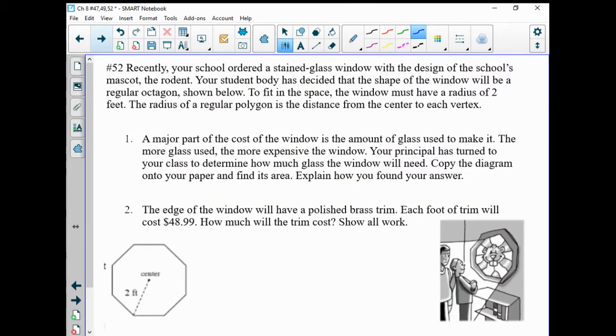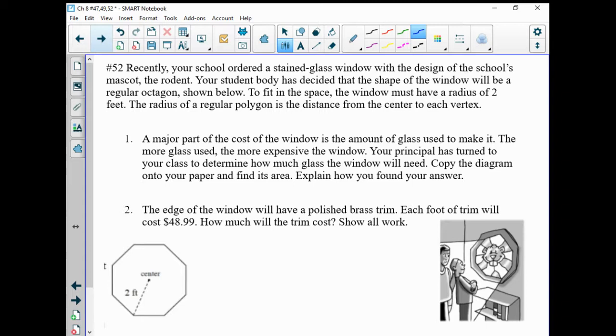All right, let's see if you can apply it. This is problem number 52 from chapter 8. So if you need to look at the problem again, you could look that up. But here's the situation for 52. It says, recently your school ordered a stained glass window with the design of the school's mascot, which was the rodent. Your student body has decided that the shape of the window will be a regular octagon. So we're looking at 8 sides here.